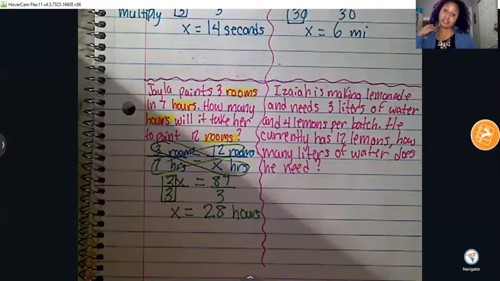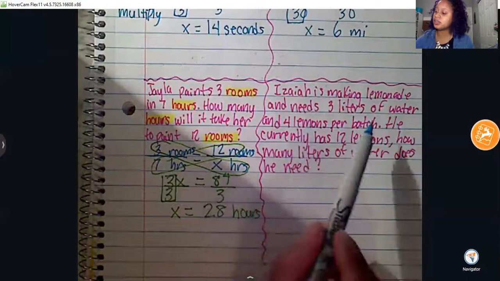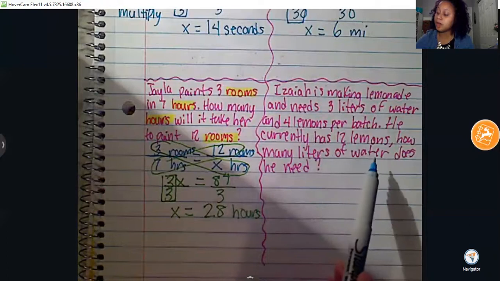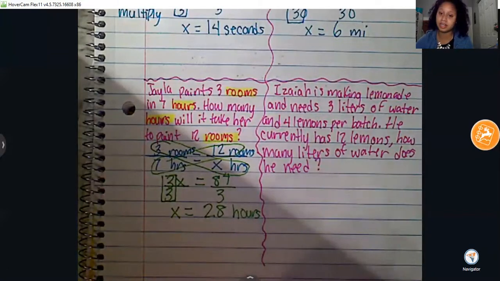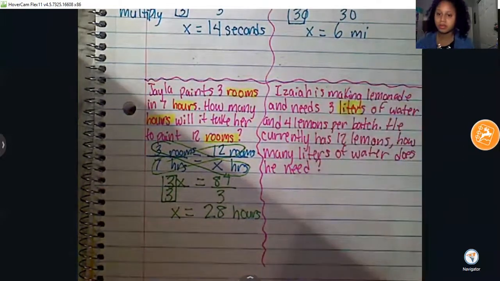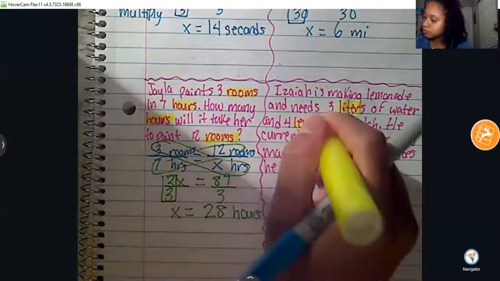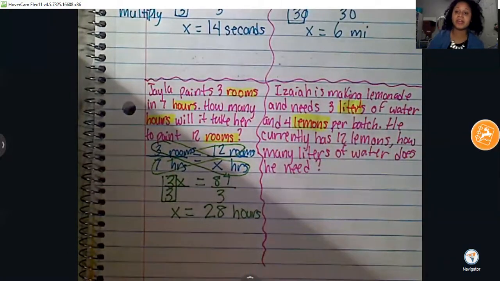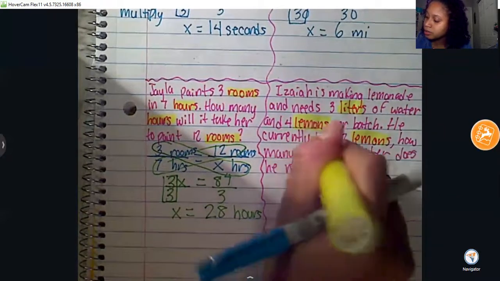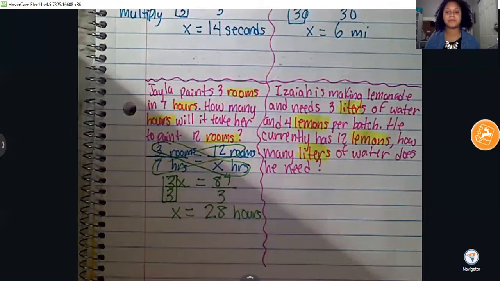So, different situation. Isaiah's making lemonade and needs 3 liters of water and 4 lemons per batch. He currently has 12 lemons. How many liters of water does he need? So same situation where we're going to set it up. We got to look at first, what are our units in this situation? So we have liters and lemons. So it looks like we're comparing liters and lemons. So let's see, where does it say it elsewhere in the problem? He currently has 12 lemons. How many liters? So we don't know how many liters. That's what it looks like.